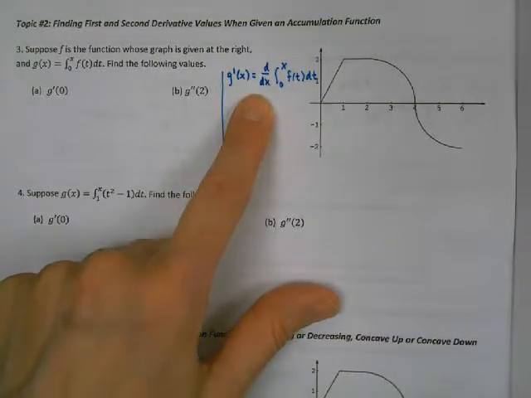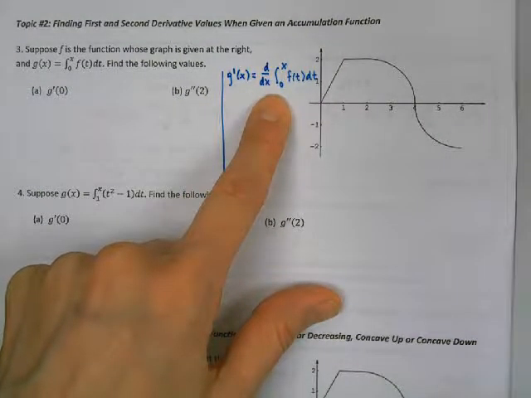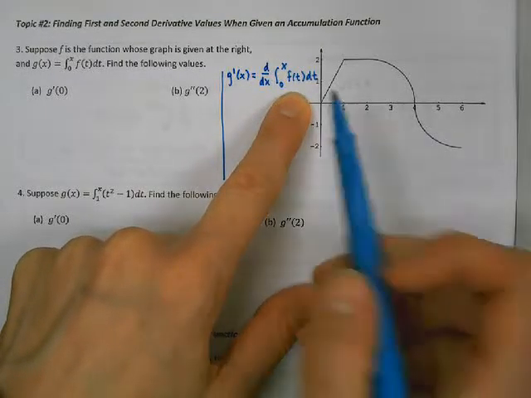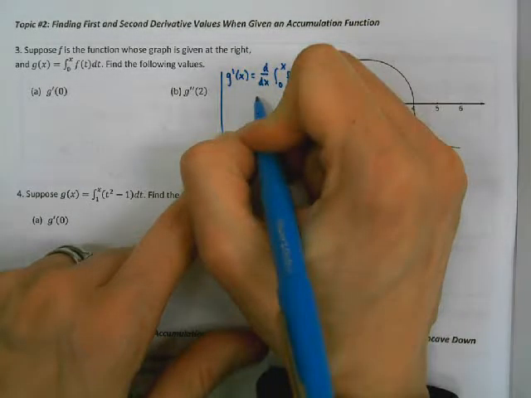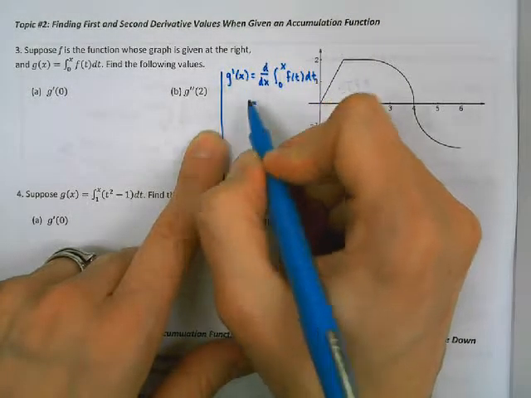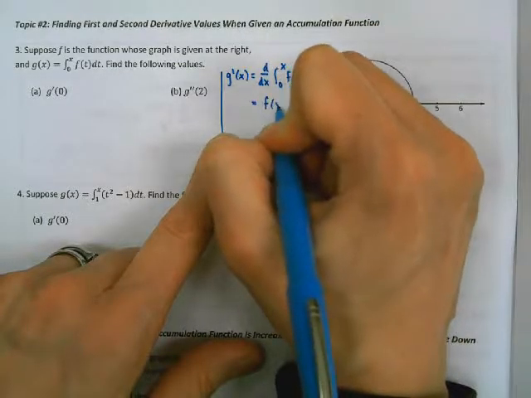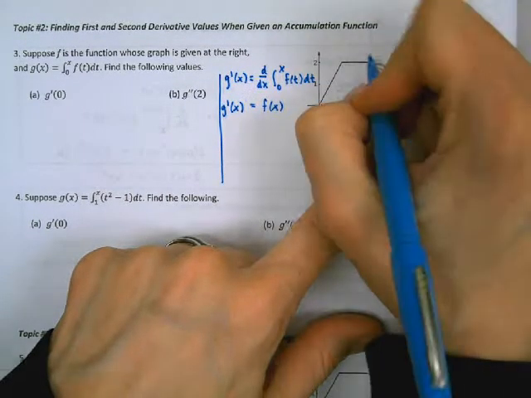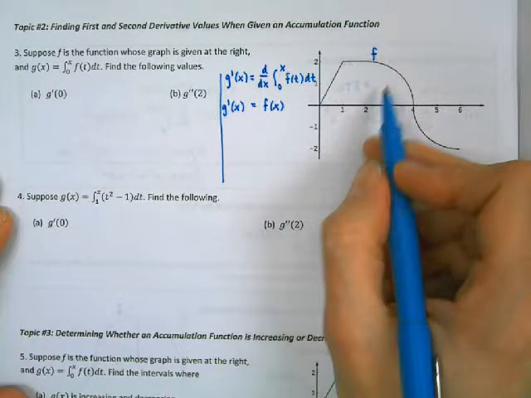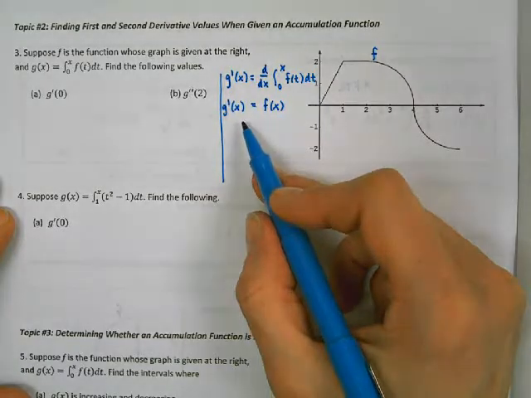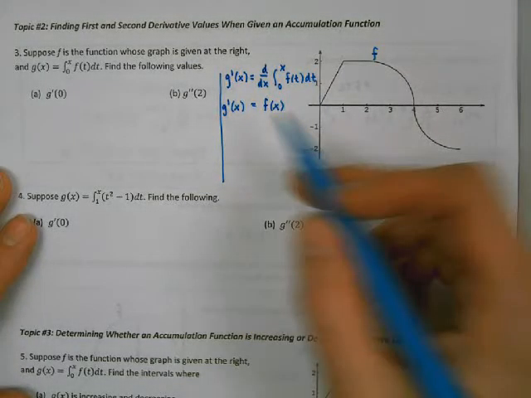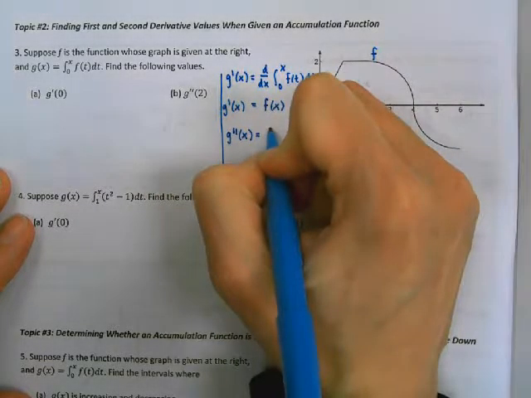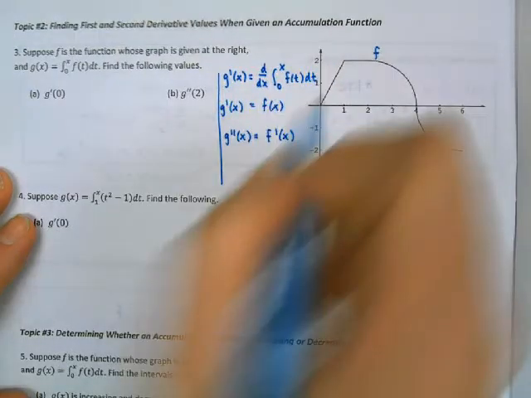Okay, so g prime of x is the derivative with respect to x of my integral from 0 to x of f of t dt. Well, we should recognize, again, that's just the fundamental theorem. So what this is telling me is that the derivative g prime of x is actually f of x. So this function that I'm given in the graph is actually the derivative of g of x. And so now, if I need to work with g double prime of x, I know that's just f prime of x.